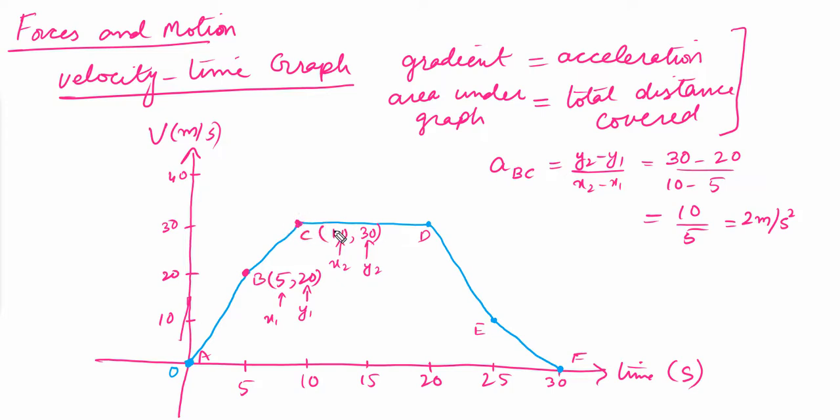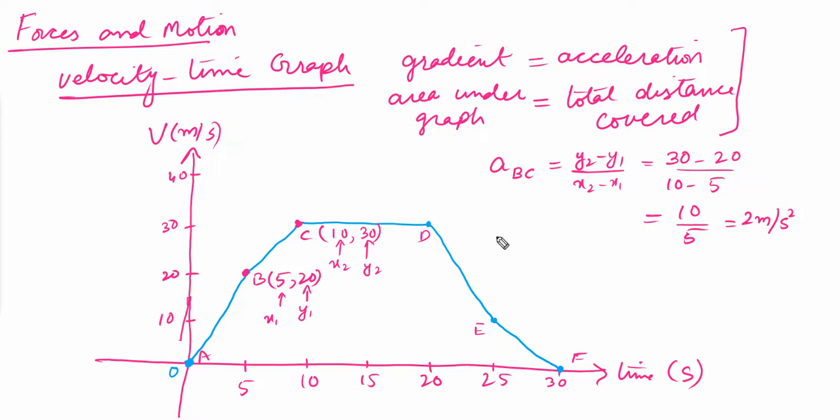From C to D you can see a horizontal line, and the gradient of a horizontal line is 0. So the acceleration between point C and D is 0, but it doesn't mean that the object is not moving. The object is moving at a constant velocity between point C and D. So this is the information that we get from the gradient of the velocity time graph.